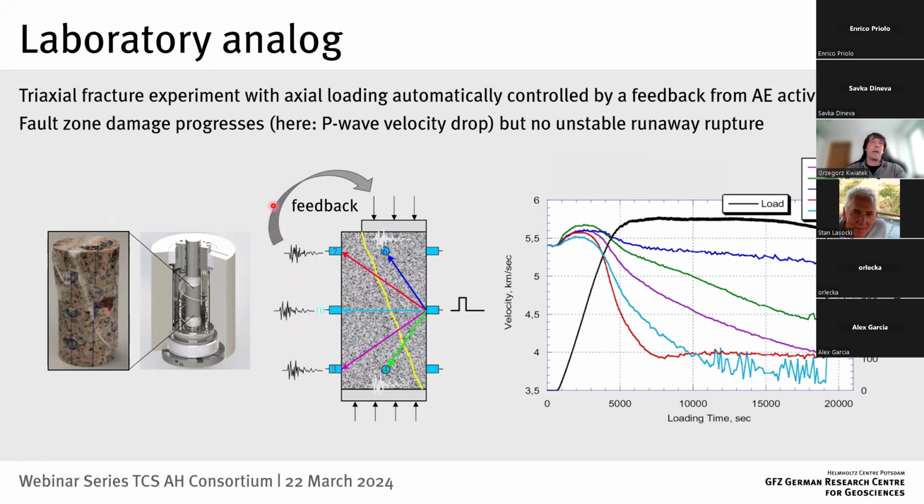If we obviously have high activity, what we want to do is to reduce the loading. In this way, it was shown that you can actually prolong the inelastic deformation in the sample for a much longer time, and the damage in the future fault zone will still progress. This is indicated here with these dropping ultrasonic velocities that measure the damage in the sample, and it basically prolongs the inelastic deformation until the final failure.